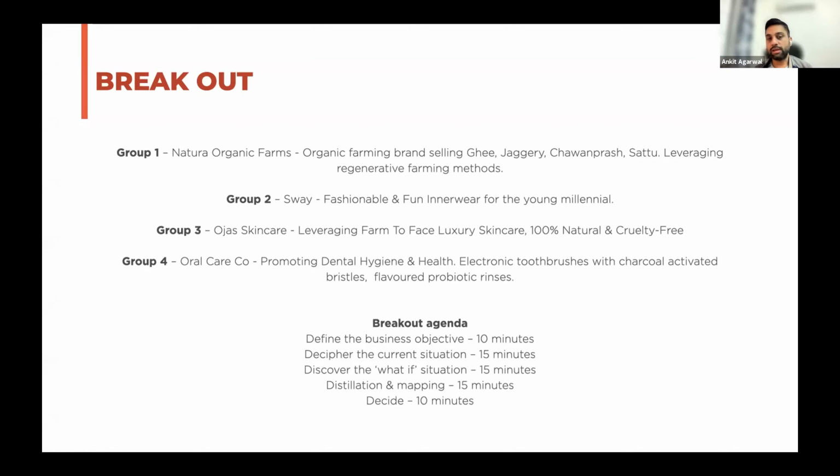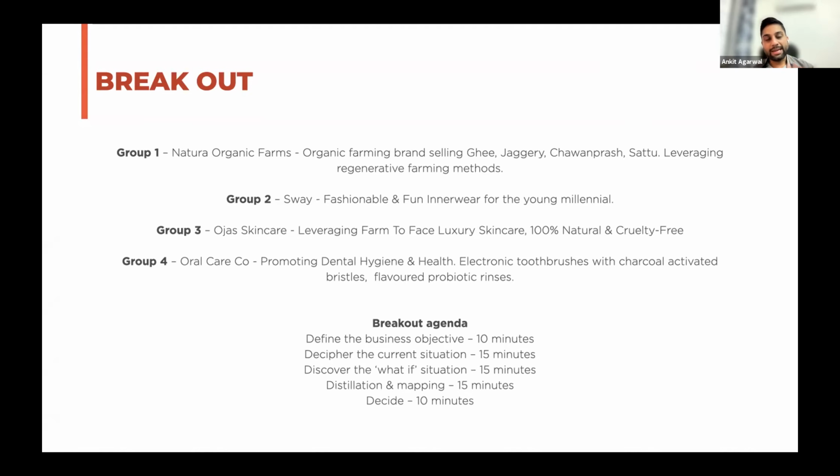The fourth one is Oral Care Company. It's promoting dental hygiene and health. What you need to take care of here is electronic toothbrushes with charcoal based bristles. So it's a very tech savvy kind of brand. Maybe you can think about using AI algorithms and putting in meters around how clean your teeth are, like all of those details you can put in with your imagination.